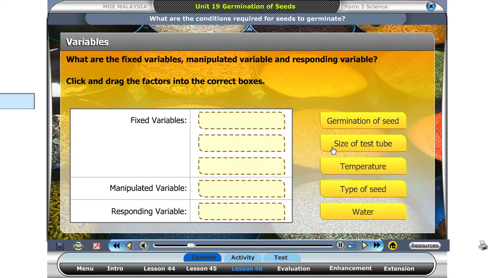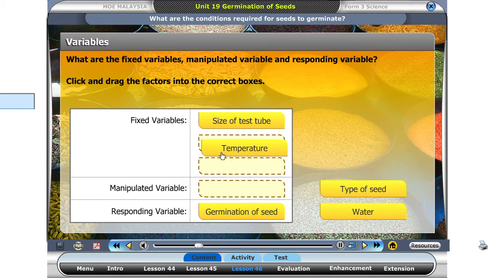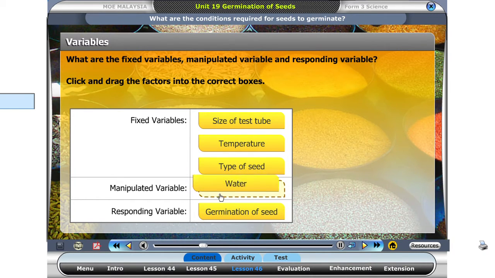What are the factors you want to keep the same, the fixed variable? What is the factor that you need to change, the manipulated variable? What is the factor that you need to observe and record, the responding variable? Click and drag the factors into the correct boxes.